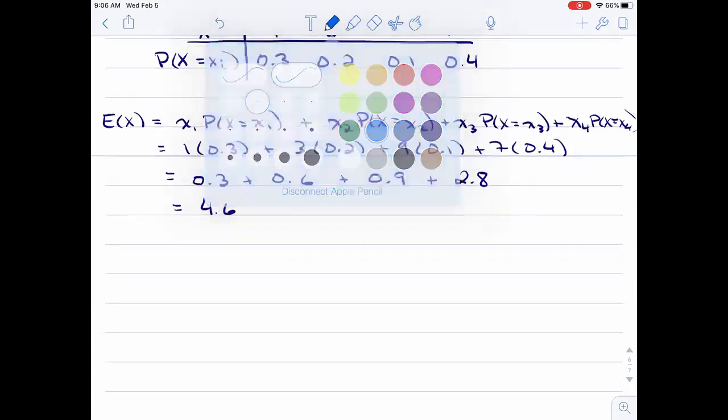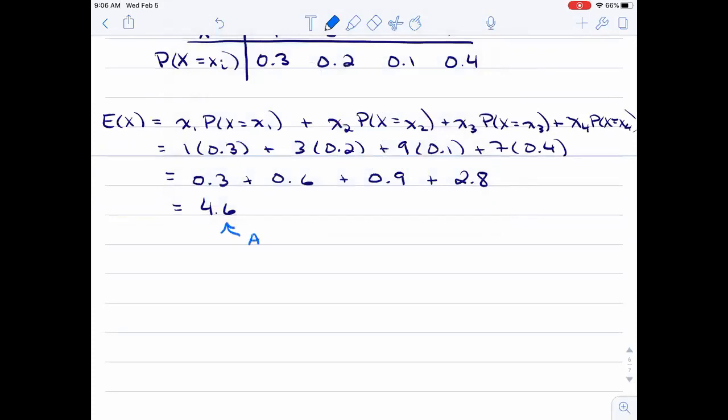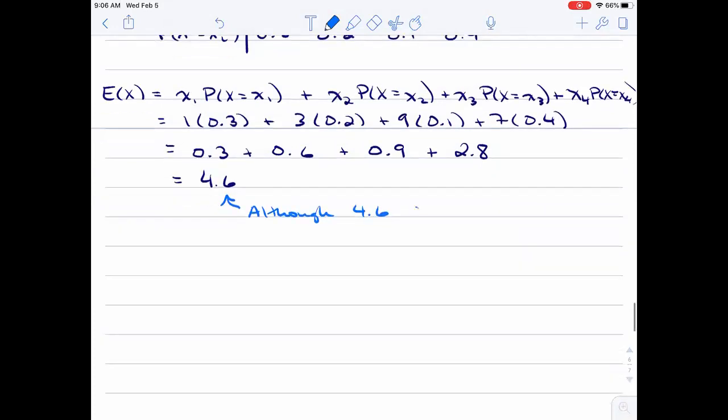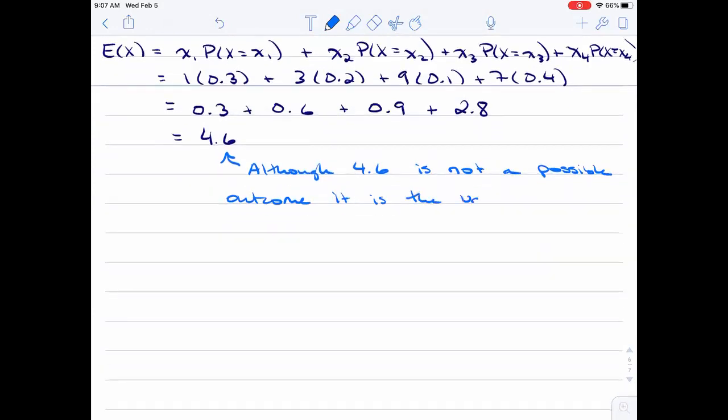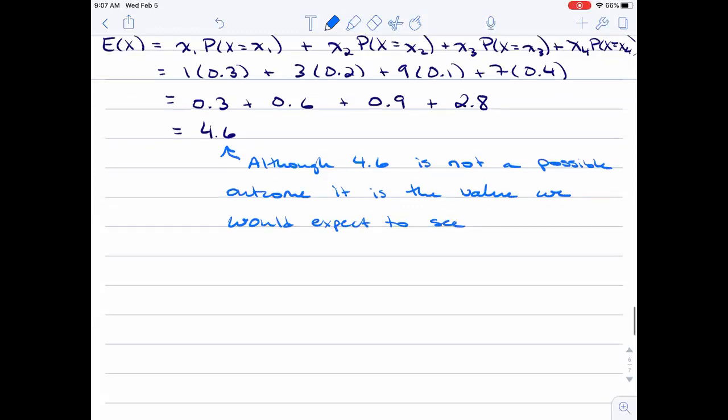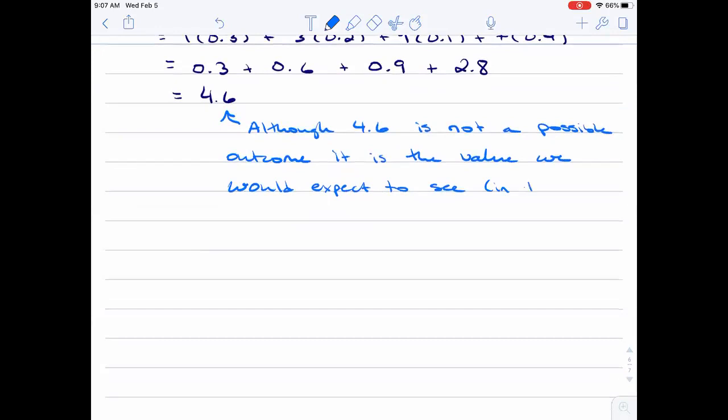And so, although 4.6 is not a possible outcome, it is the value we would expect to see in the long run, but we won't worry about that.